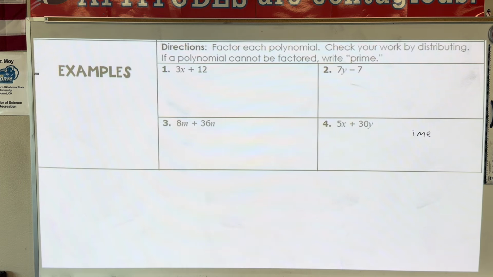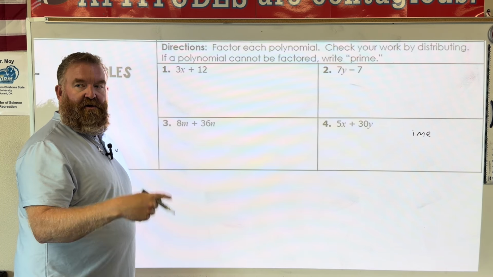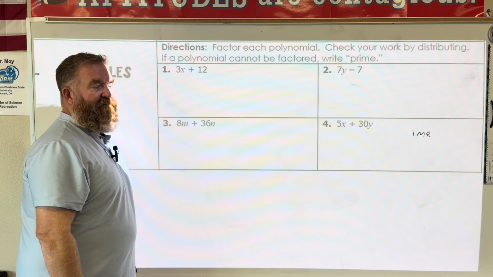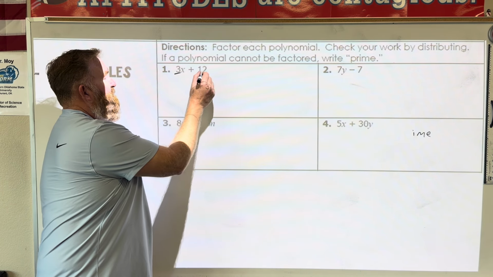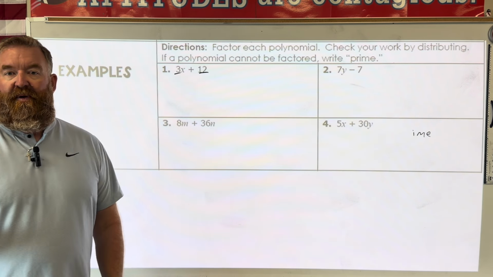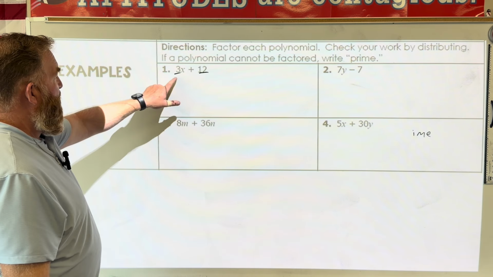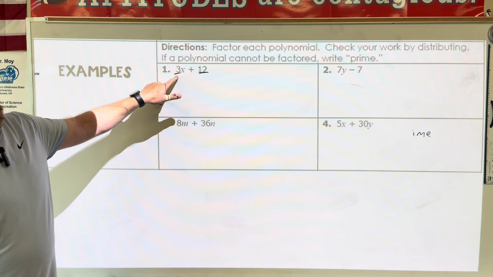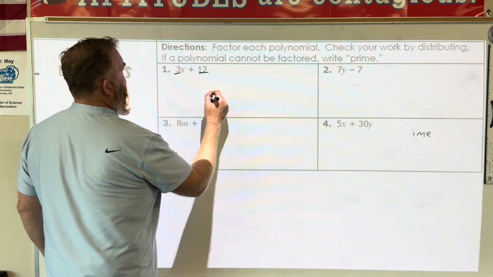Factor each polynomial. Everybody here? What did it say to start with? Did it say start with the letter or the coefficients? Coefficients. So what are my 2 coefficients on number 1? 3 and 12, right? Now, pick the smallest one. What's the smallest? Will 3 go into 3? Well, obviously. Will 3 go into 12? Yes, it will. So that is my greatest common factor.